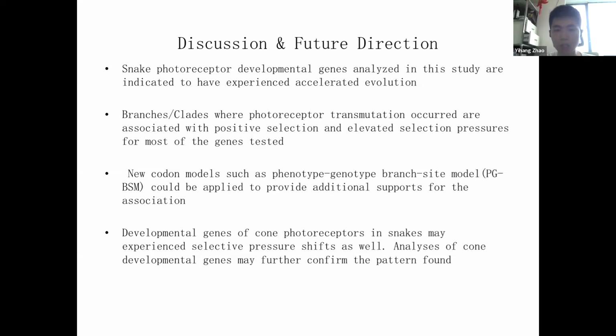And so this model can link the phenotype, in this case the retinal composition, with the genotype, in this case the developmental genes. So we could further confirm this association, and we can also try to expand our data set to cone photoreceptor developmental genes and observe if they also experience a similar selective shift.